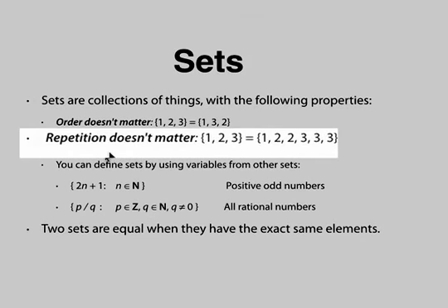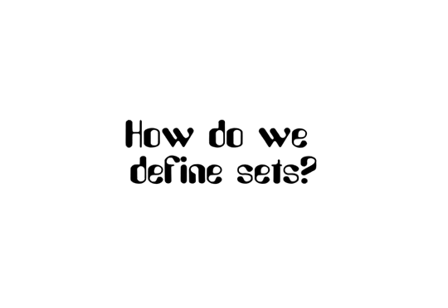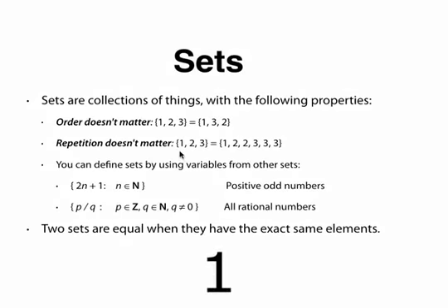Also, repetition doesn't matter. That means that if you have, for example, a set of 3 numbers, and then you have another set which you obtain by repeating the same number over and over, that repetition doesn't matter to us. We still regard it as the same set. So with this in mind, how do you define sets? One way to do it is to simply list all the elements in the set. And this works for finite sets, which we're going to talk about.